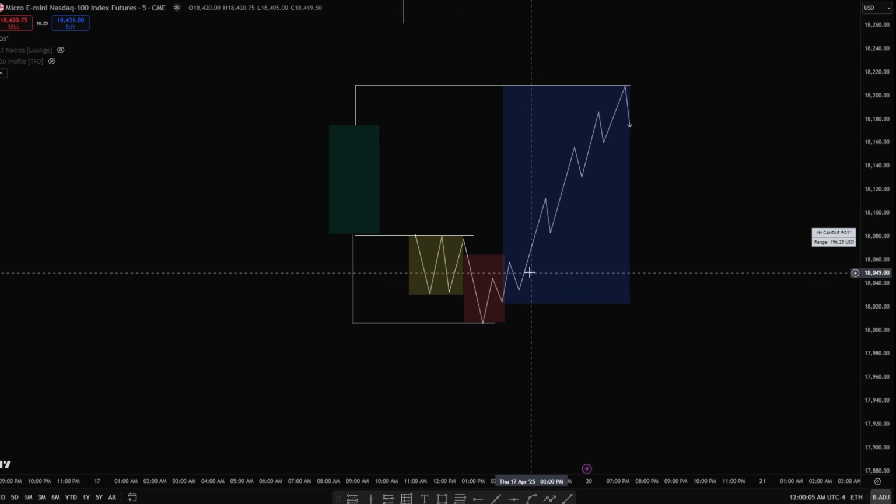This is why ICT taught us, because this is what happens a lot of the time. Accumulation phase, manipulation, and then the distribution phase. It happens on every time frame. It can happen on the 4-hour, 1 hour, 15-minute, 5-minute. So if you're a huge trader and you like huge expansion moves, huge profits, then looking for this on the daily with the daily candle would be perfect for you.